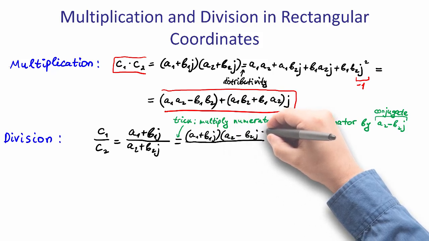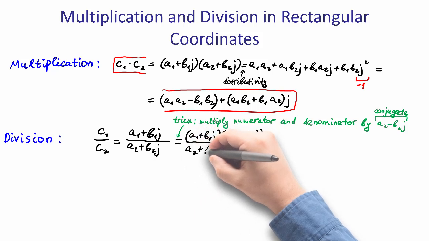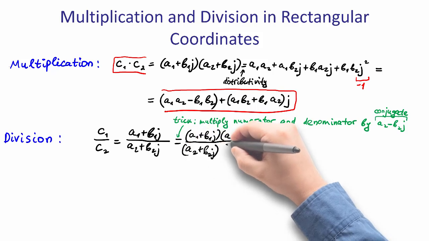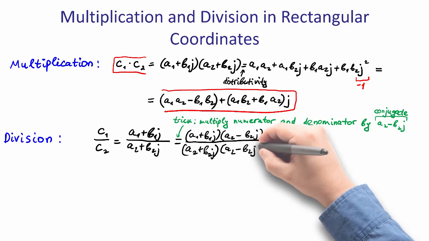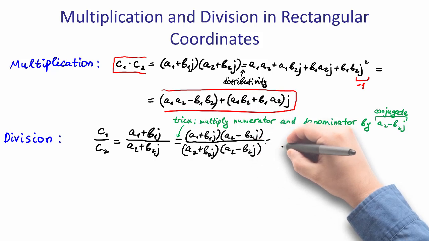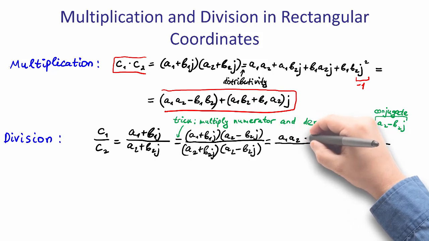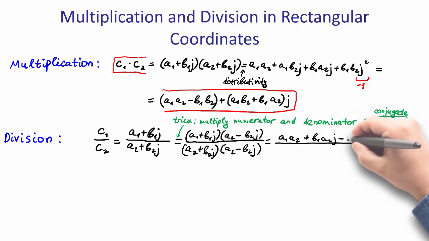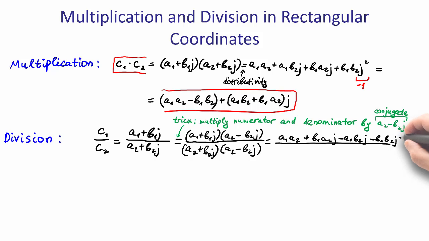Let's see how it works. So we will have a1 plus b1j multiplied by a2 minus b2j, divided by a2 plus b2j multiplied by a2 minus b2j. At the top, we will be left with a1a2 plus b1b2, which is the real part, plus the imaginary part, which is b1a2 minus a1b2 multiplied by j.